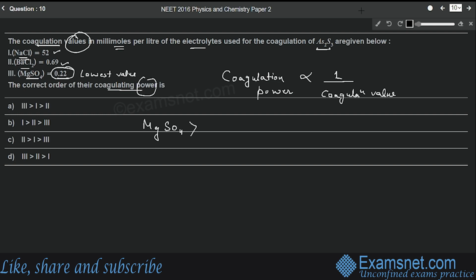Then the second one is 0.69, so the next one will be BaCl2. And 52 is maximum value, so its power will be minimum. So NaCl will have minimum power. Magnesium sulfate means number 3, then number 2, and then NaCl, that is number 1. So this will be the sequence. So the correct option will be option number D.